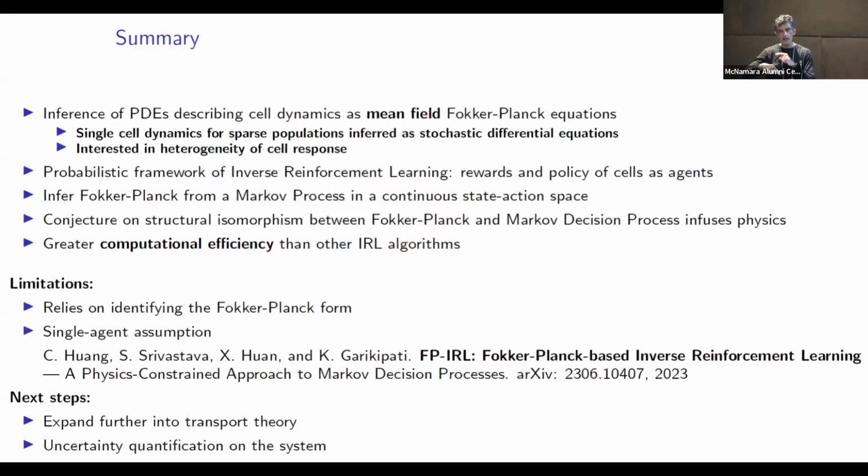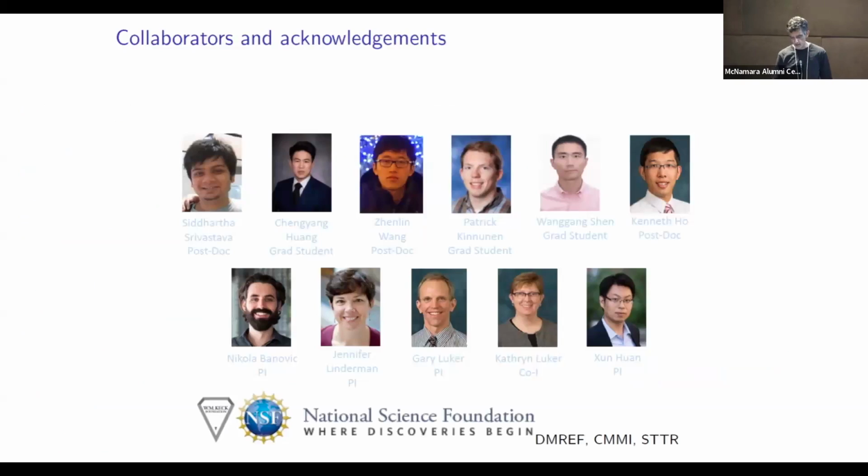It turns out that IRL algorithms have a number of iterations in them, whereas what we have is a one-shot process. There are certain limitations. What I've presented here depends upon the populations actually following these certain physics. Obviously, physics has to be reflected. Not all processes have this. There's a single agent assumption and so forth. And there are further steps where we can expand into other types of physics described by transport theory. And of course, there's a lot of uncertainty quantification to be done.